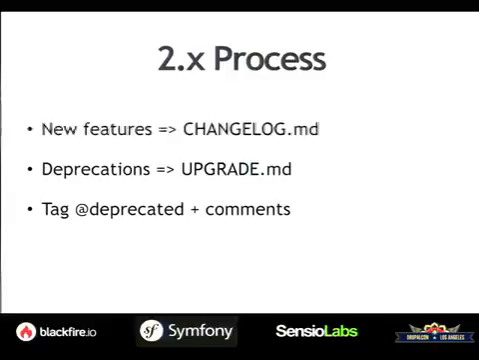Whenever we add a new feature, we add it in the changelog. So if you want to learn more about the new features, you can go to the changelog. We reference everything there. All the deprecations are also part of the upgrade file. So that's how you can upgrade your project from one version to the next one, which means also that if you want to be compatible with 3.0, you can start to do it today. Just have a look at the upgrade file and do all the needed changes there. And we also add a deprecated tag with some comments about the new way of doing things in the code directly. So that's also something that you can have a look at.